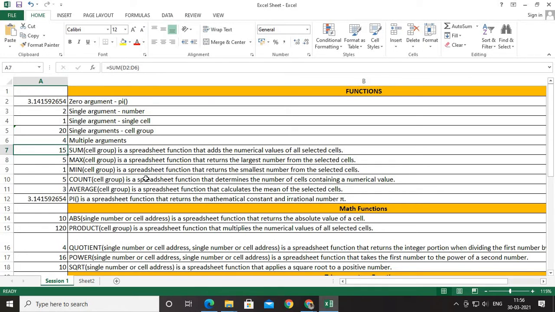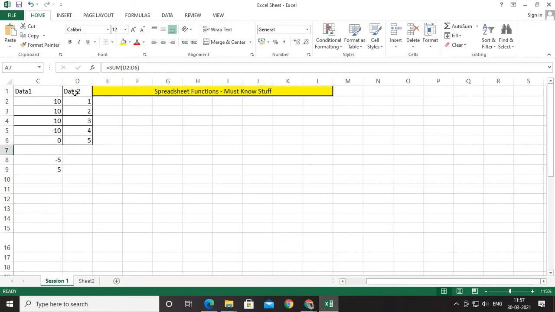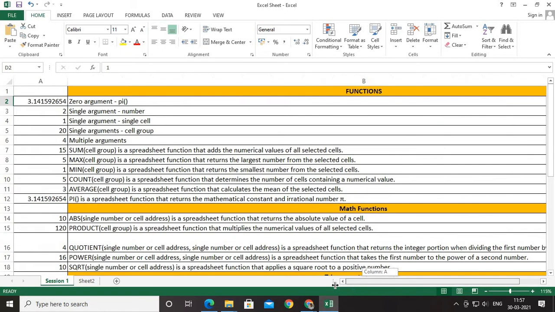Now we are going to have sum, max, min, count, average functions seen, and these are all very easy and important to be understood. First we will go ahead with sum. Sum with cell group D2 to D6. Now when I do that, we need to first see what are all the content in the D2 to D6 range. So 1, 2, 3, 4, 5 are the cell contents. Now sum of D2 to D6 will get me 15.